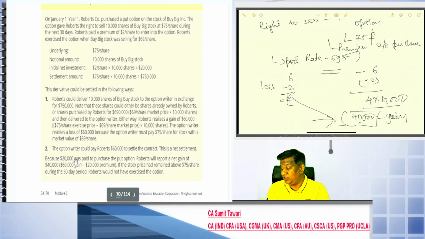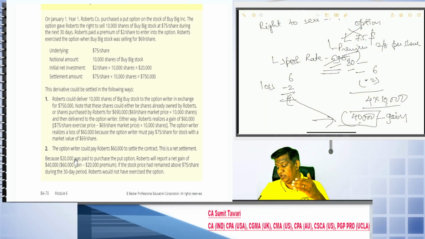And here, if the price, instead of 69, is 80, say, what Robert may do is go with the expiration of the contract. He can sell the shares at 80. Because he has 75 as his selling price, but now he is able to sell at 80. So $5 per share is an additional profit, and whatever the premium paid is 2. So $3 per share is the profit for him because of the option.